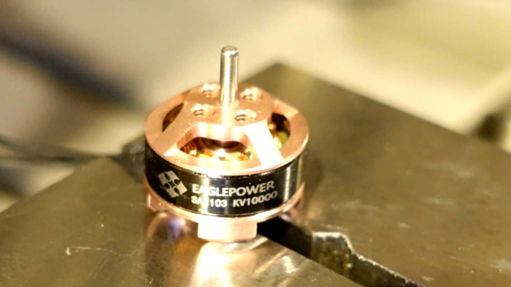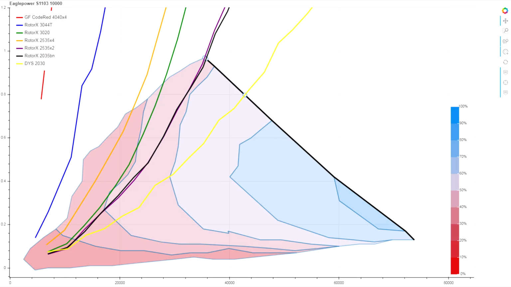Here we're looking at an Airblade branded Eaglepower S1103-10000kv motor. This is a 3.8 gram motor, and at this kV we're testing on 2S. The estimated kV for this test run is 9200 kV, so it's coming in a little low compared to its nameplate, but still within about 10%.